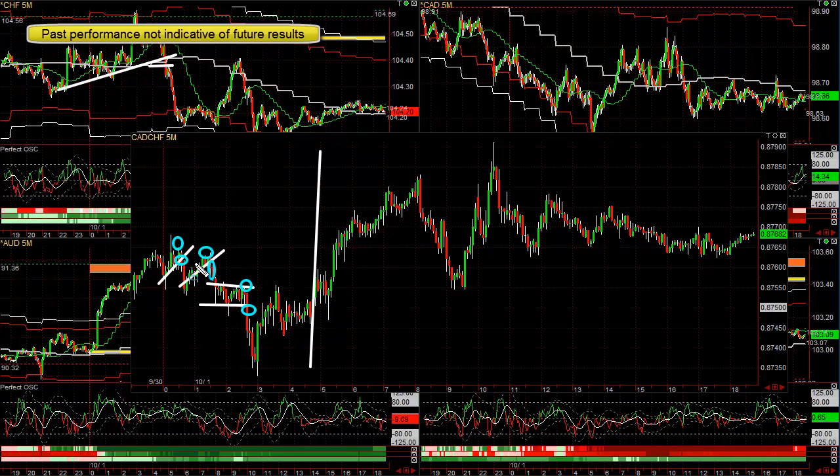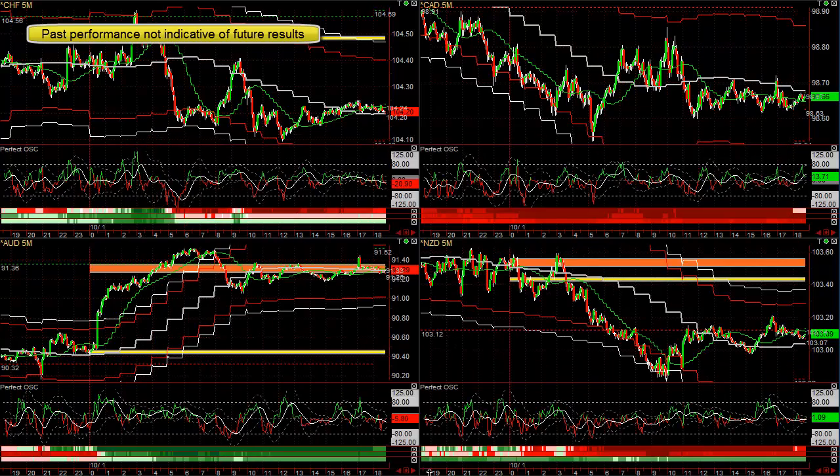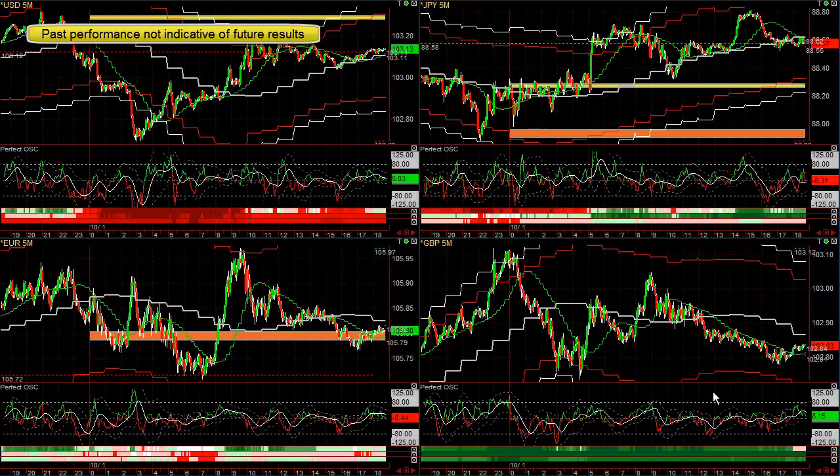And basically, most of these trades were pretty small. However, that's the concept behind this. Let's go look for ones that are likely to give us more profit.